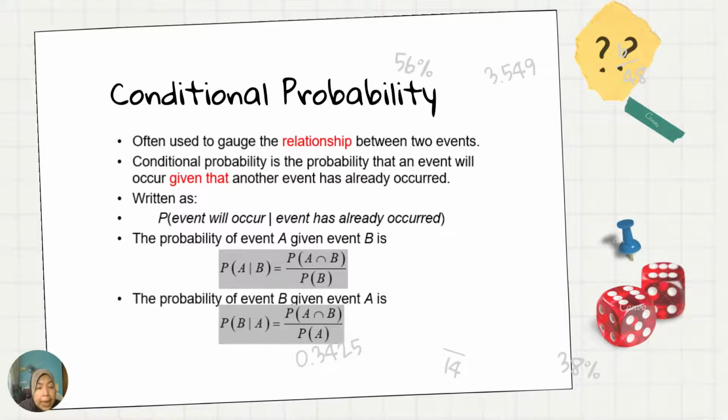Alright. But conditional probability is normally used to gauge the relationship between two events. Conditional means that an event will occur given that another event has already occurred. For example, flooding in Kuala Lumpur occurs after heavy rain. So when there is heavy rain, KL floods.